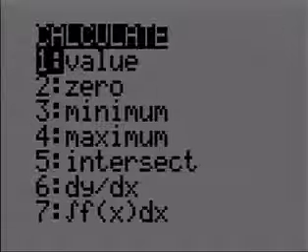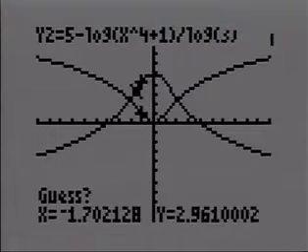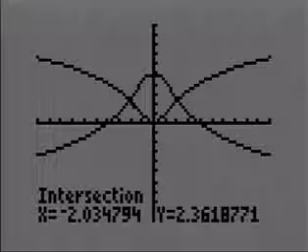Now, the solutions to this equation are going to occur where these two graphs intersect. So what we can do is use the intersect feature on the calculator to approximate those x values. So I'll press second trace, go down to intersect. I'll choose this curve as my first curve, and that one as my second curve. And I'll move my cursor down towards where the solution is and press enter. And so this is telling me the intersection is at about x equals negative 2.034794. And that's an approximation of one of the solutions to the equation.